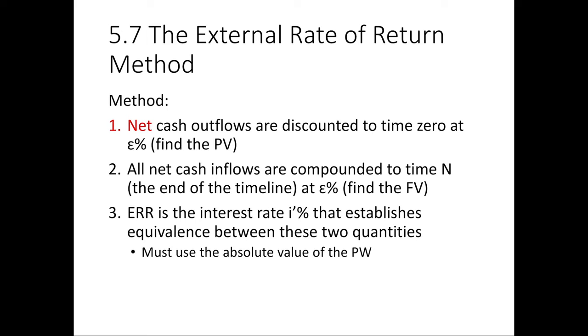And the ERR is the interest rate I prime that establishes equivalence between these two quantities. So first, you convert all the outflows, the spendings, back to the present time at the epsilon percent, because you imagine that those spendings you could have invested into another external project, okay? So you want to convert them back to the present time.